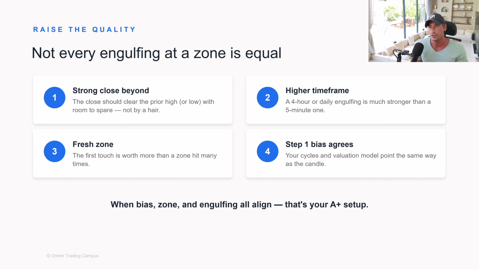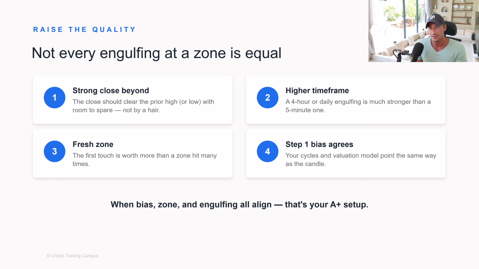4 things. 1, a strong close beyond. Remember, my rule is the close has to clear the prior high or low. The further past it closes, the better. A close that pushes well beyond beats one that just barely clears it. 2, the time frame matters. An engulfing on the 4 hour or the daily is much stronger than on the 5 minute. 3, a fresh zone. The first touch is worth more than a zone price has already hit many times.